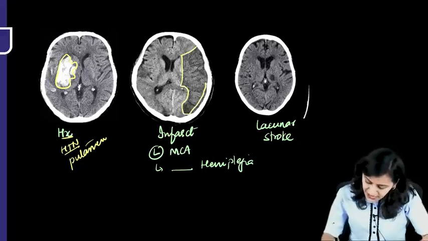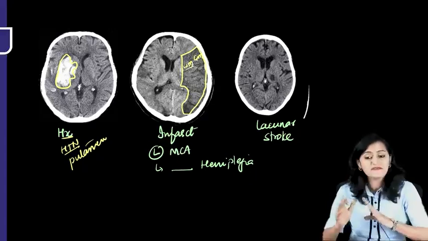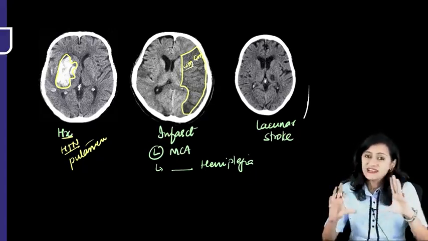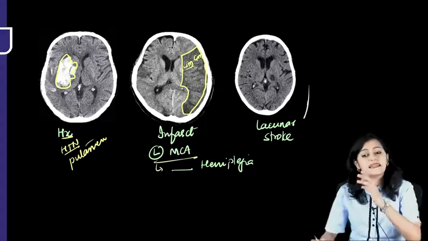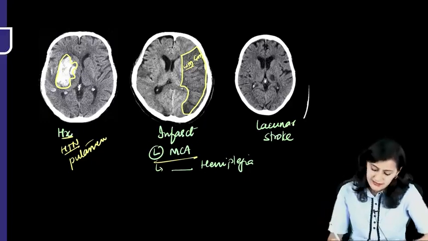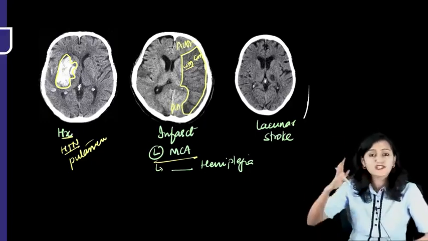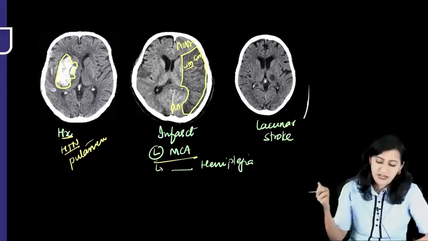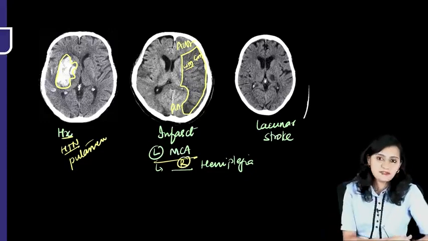Infarct is like this. It's a well-defined hypodense area with the loss of grey matter, white matter differentiation and in a well-defined vascular territory. Like in this case, this is the territory of the left middle cerebral artery, right? This is the territory of ACA, which will be PCA. So this patient of left MCA infarct clinically would have presented with right hemiplegia, the opposite side hemiplegia.